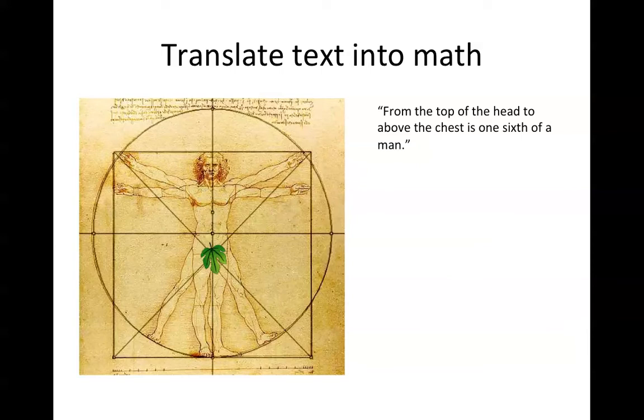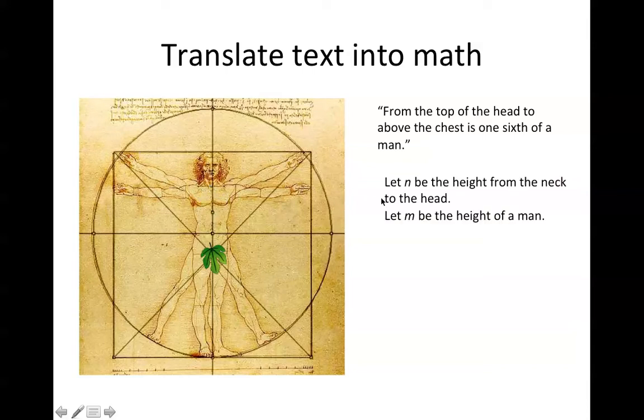Let's try it with one of the other things Leonardo wrote. From the top of the head to above the chest is 1/6 of a man. And Leonardo actually drew a line here where he's talking about above the chest. So for me, I'm thinking of this as sort of the neck and head, the height of the neck and head. And I'm going to represent that with n, because I've already used h. So let n be the height from the neck to the head, from this line to the top of the square. And m is the height of the whole man, or the side of the square.